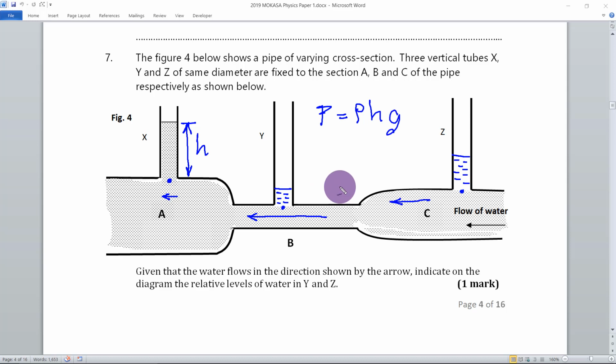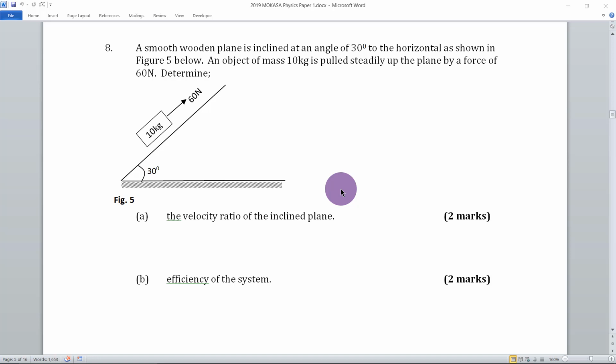So let's move over to question 8. Now in this question we are given that a smooth wooden plane is inclined at an angle of 30 degrees to the horizontal as shown in figure 5 below. An object of mass 10 kilograms is pulled steadily up the plane by a force of 60 newtons. Determine the velocity ratio of the inclined plane.